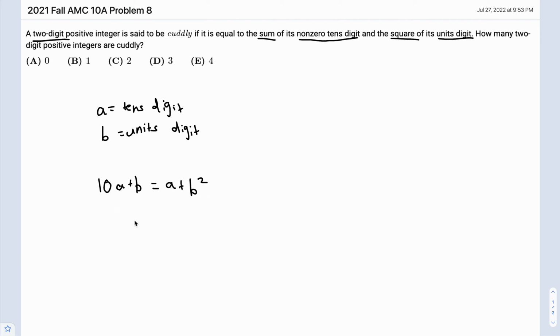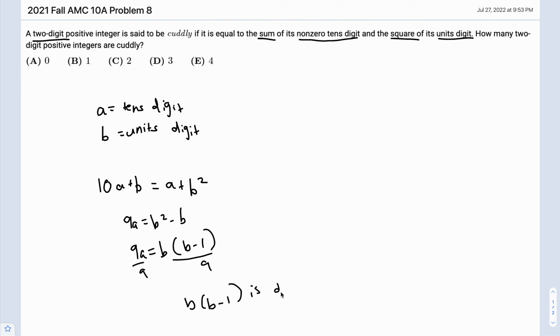Now, all we have to do is algebra. 9A equals B squared minus B. Taking out B, we get B times (B minus 1). Dividing by 9, we see that B times (B minus 1) is divisible by 9.